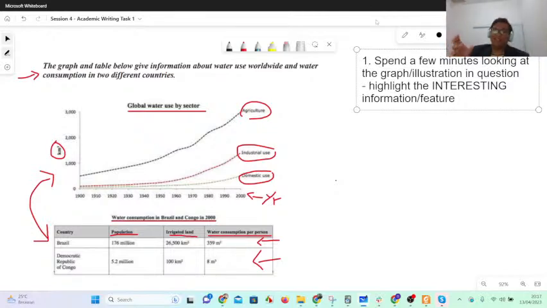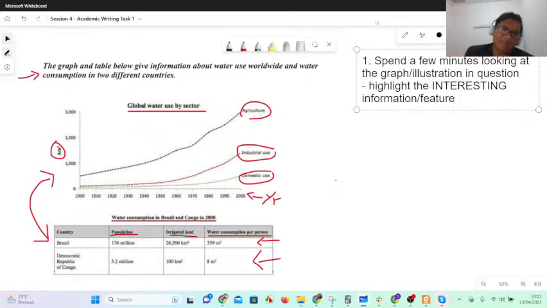And you have to be careful in regards to what you actually write down in your answer, because you do have to highlight, or show, that it's a significant feature, right? That there's a clear difference or a uniqueness to the data, to the information that you have highlighted, right?